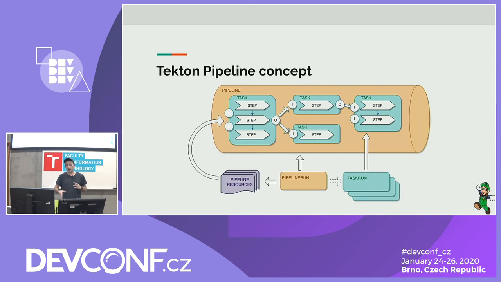Usually you take some runners, task run or pipeline run, it depends, and you can run with different pipeline resources to run your pipeline again and again. And you can just composite all your different tasks and different resources.